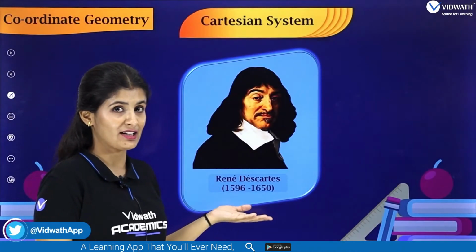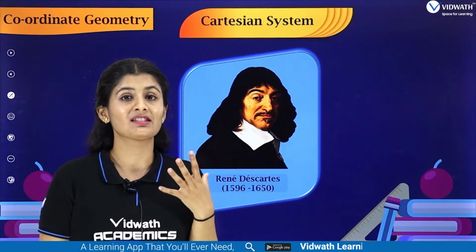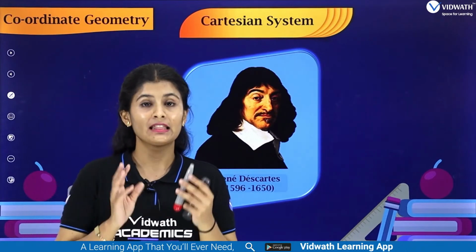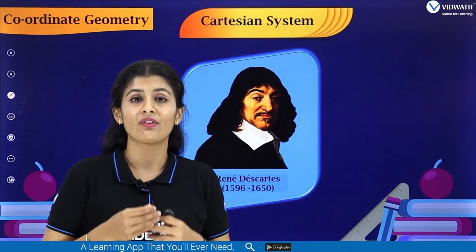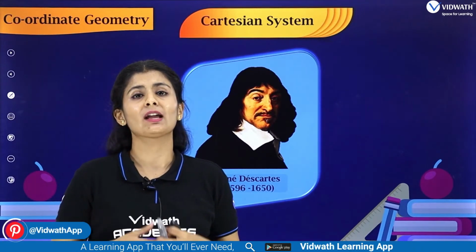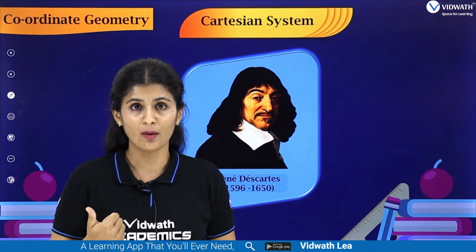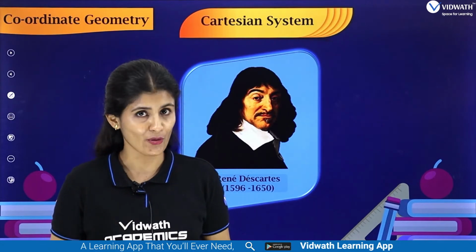Now, this mathematician, while lying in his bed one day, came up with a system for locating points on a plane. This system that René Descartes came up with was very useful and proved to be applicative in many branches of mathematics, namely analytical geometry, linear algebra, and so much more.